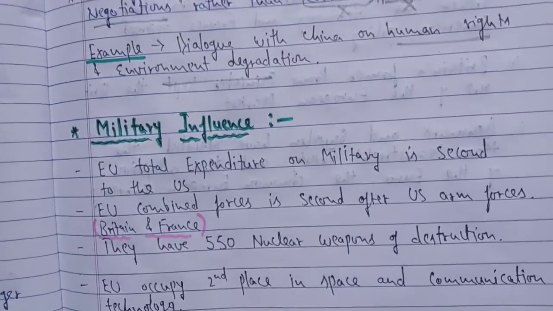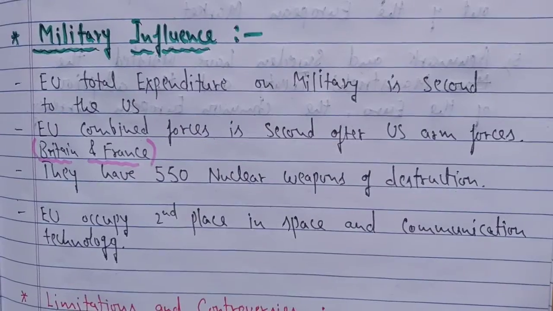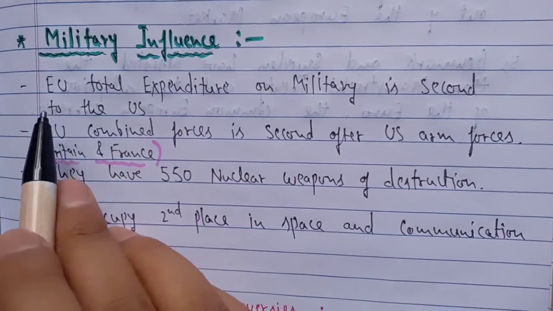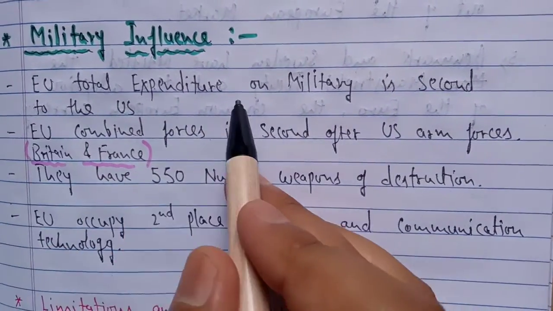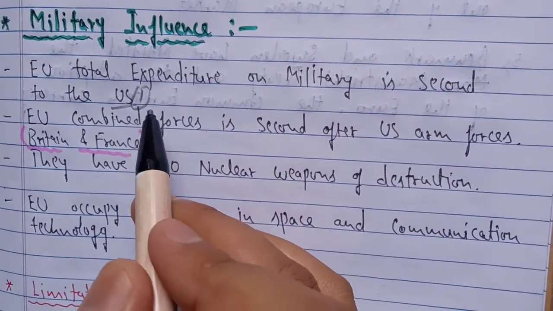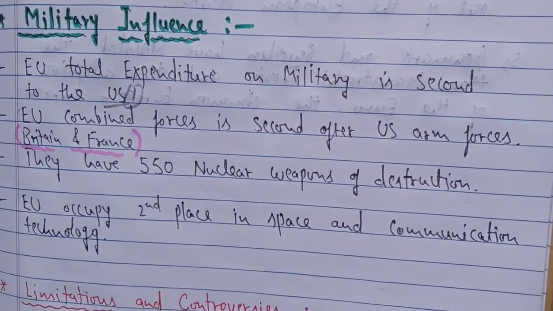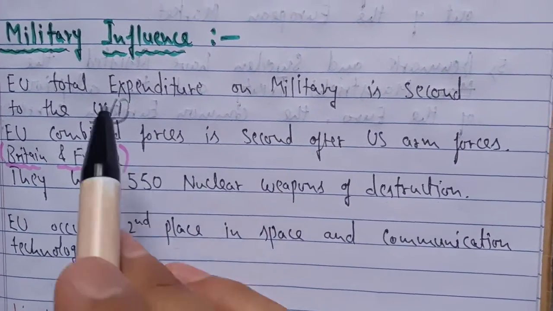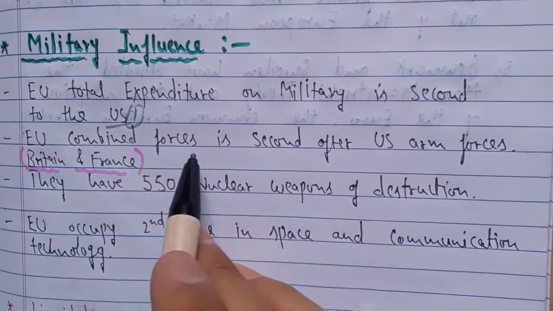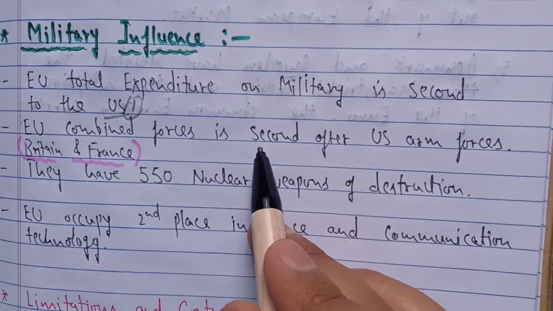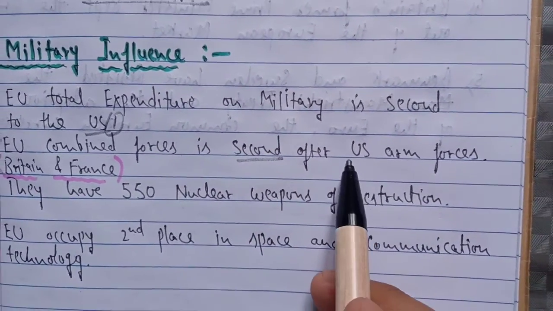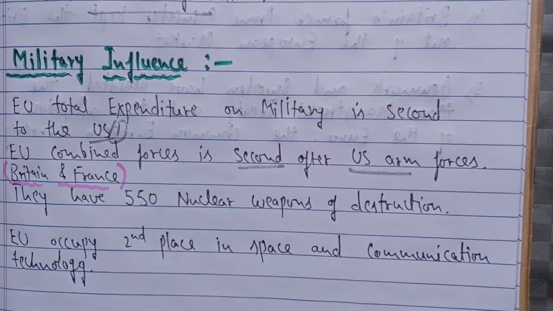Now coming to the military influence. Under this military influence, we will be reading the points. The European Union's total military expenditure is second after that of the USA. The first is the USA, which puts a lot of expenditure on its military, its development and technology, and after that the European Union was number 2. The combined forces of all the European countries together were second after the US. In this military combined force also, the US armed forces were number 1.